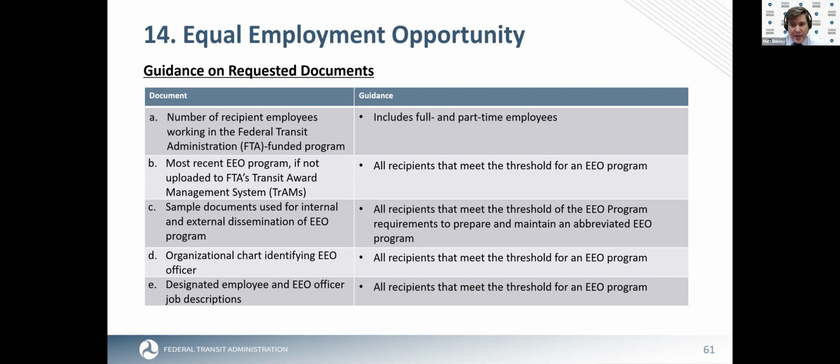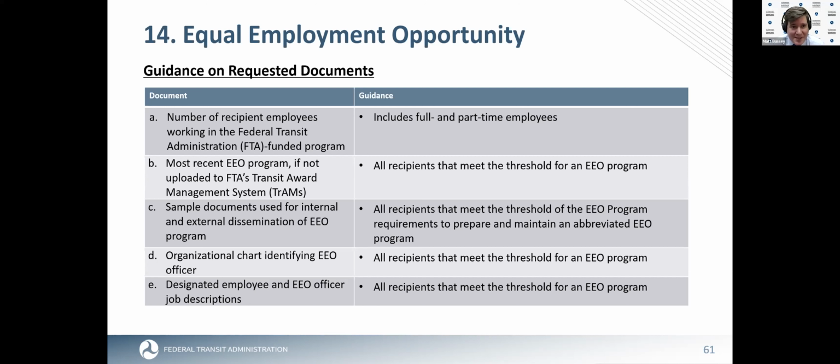Examples of external dissemination are, maybe you have a job posting and you're alerting the job applicants that you are an equal employment opportunity employer. Maybe you have communications with job fairs or educational institutions, stuff like that, where there are external communications, and you want to make sure that those are provided to your reviewer as well, so they can see both your internal and your external dissemination.